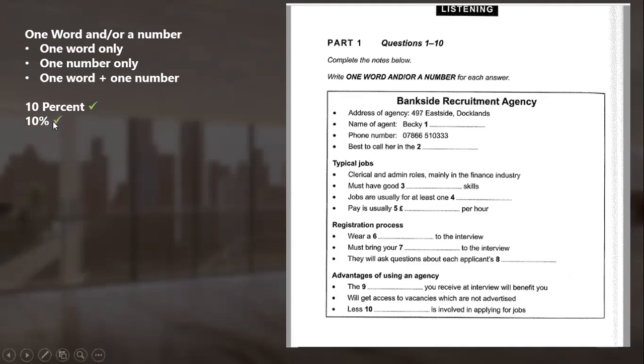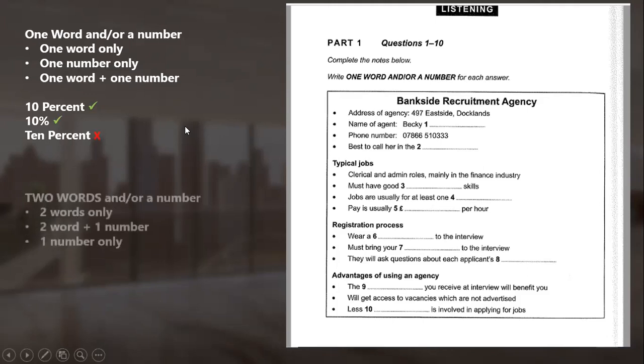If you do it like this, you're also correct. This is one number. But if you write it like this, you get a 0. Why? Because these are two words. It's violating the instruction here, which says write one word and or a number.